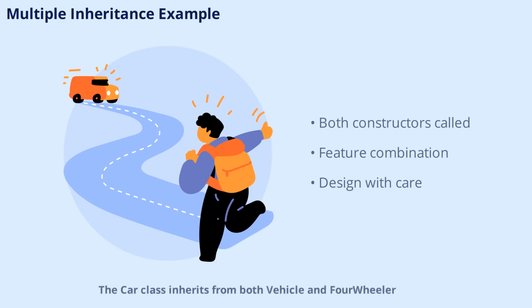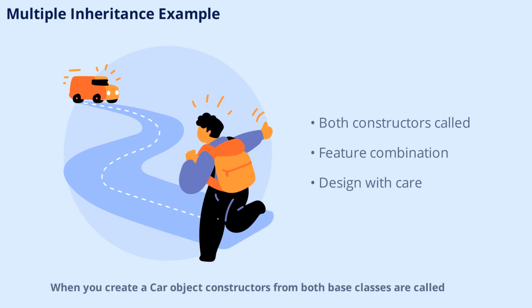The car class inherits from both vehicle and four-wheeler. When you create a car object, constructors from both base classes are called, showing how multiple inheritance brings together features from different sources. This approach is powerful but requires careful design to avoid ambiguity.